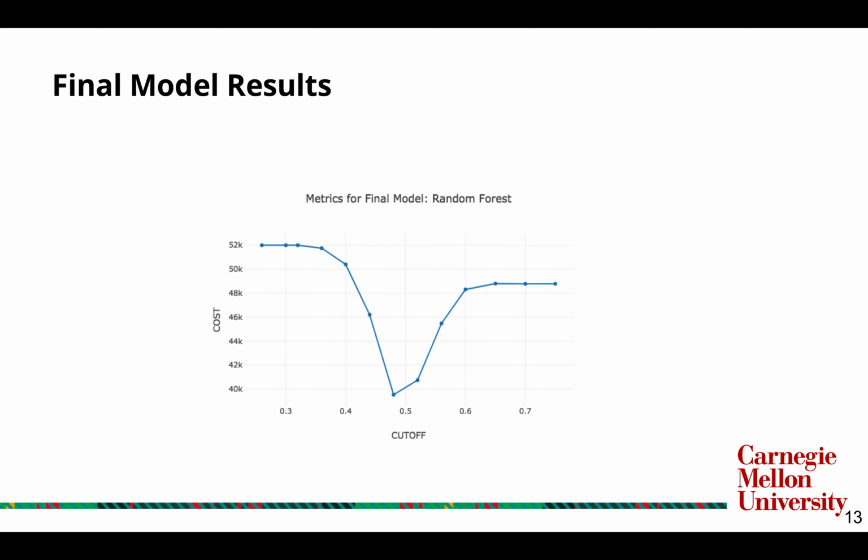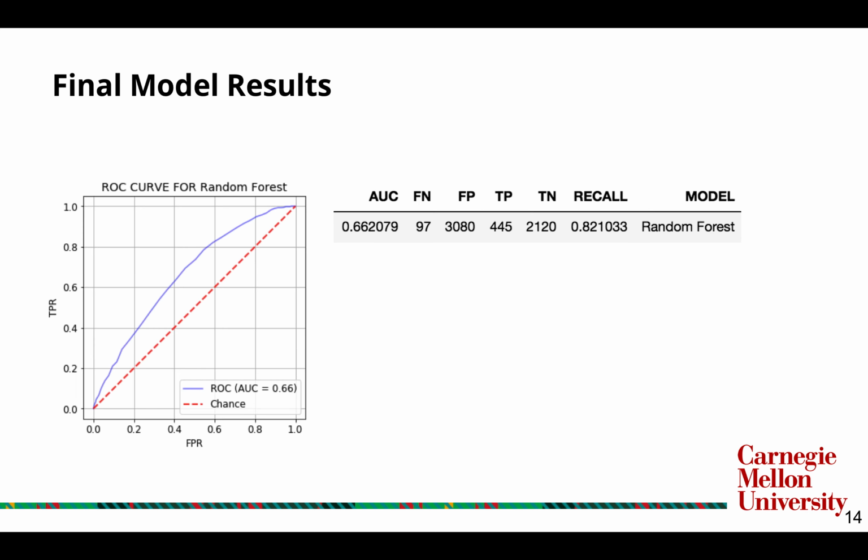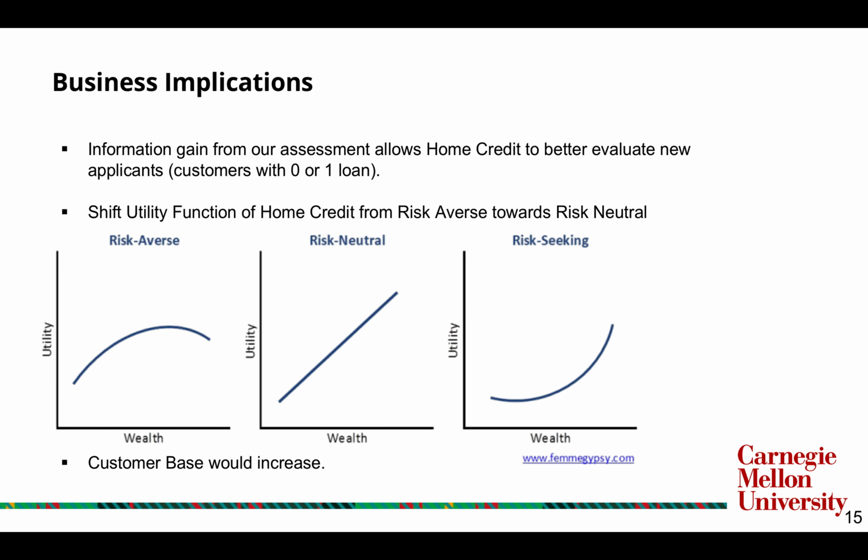At a cutoff of 0.48, we see the least cost, which is actually the best model where it balances false negatives and false positives. Here we can see that a recall of 0.82 is achieved, which is good for our application, with an AUC of 0.66, which is a 32% improvement over the default model.